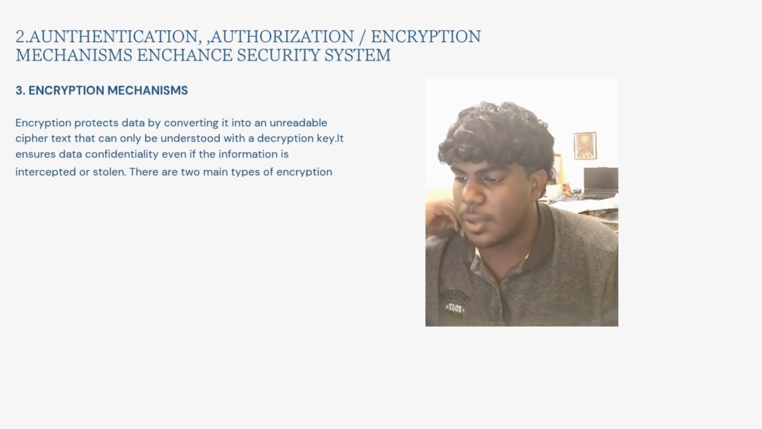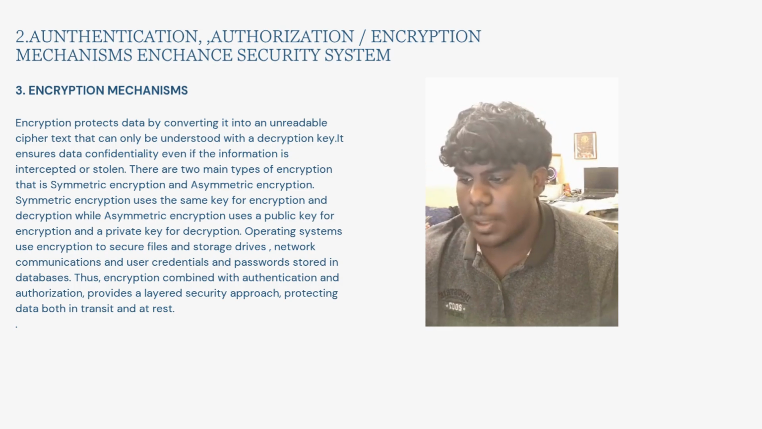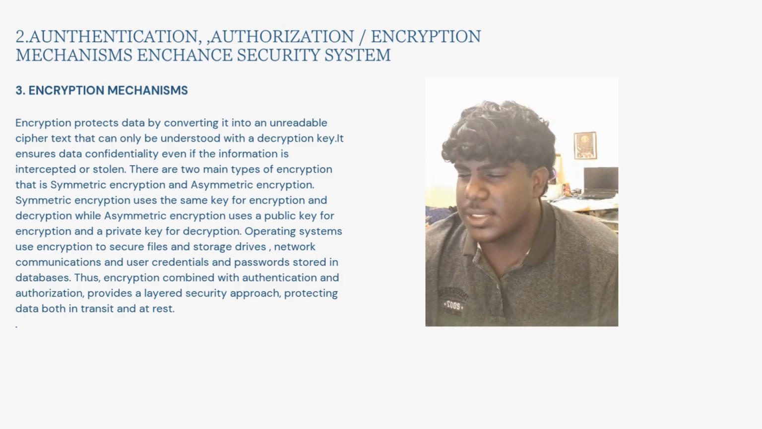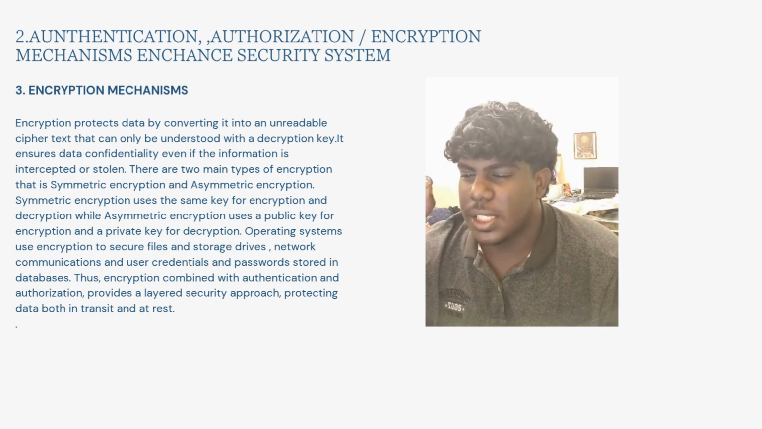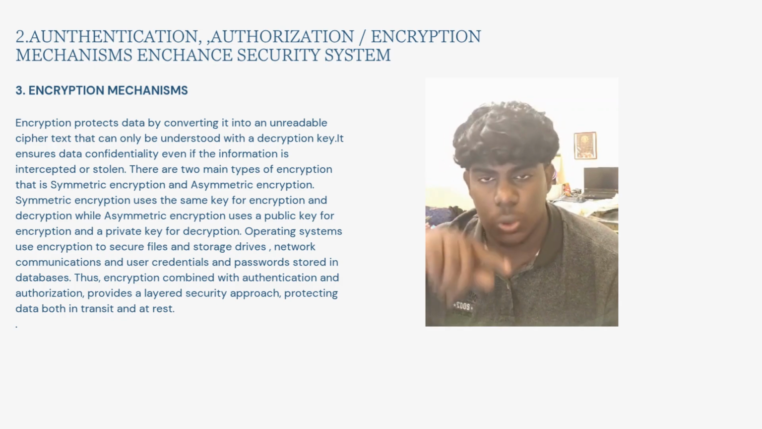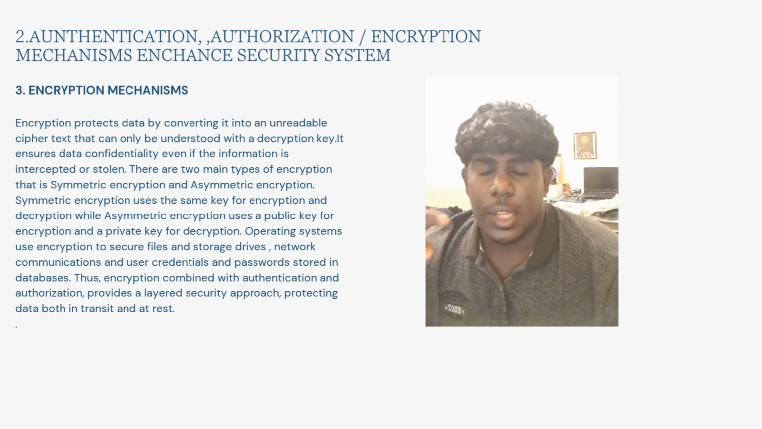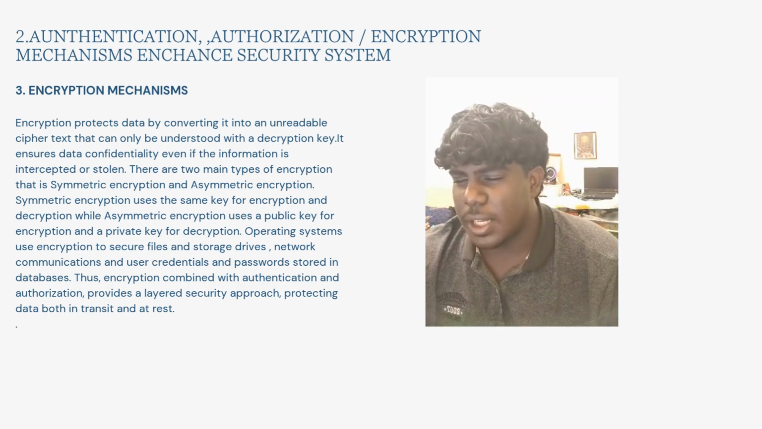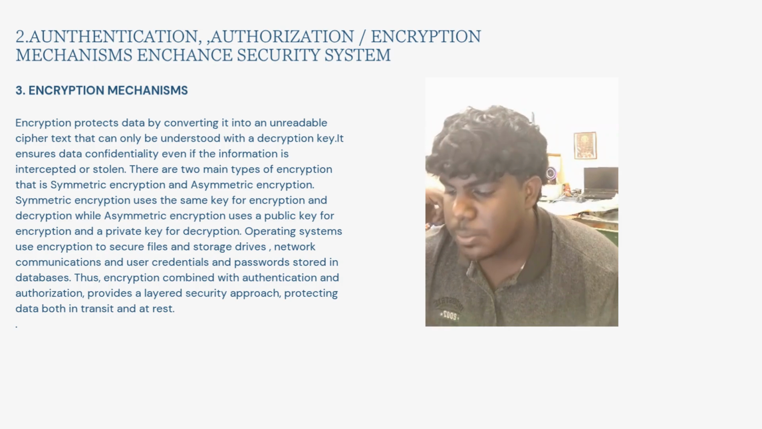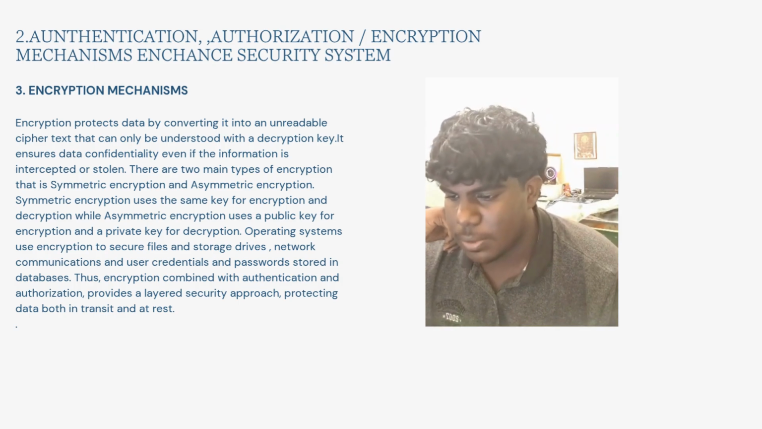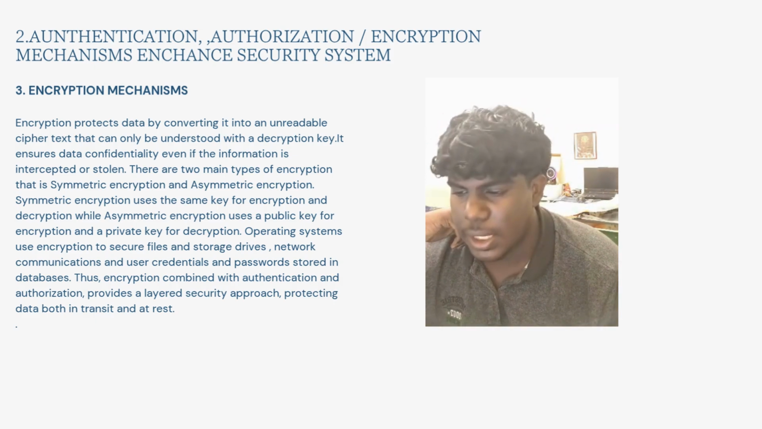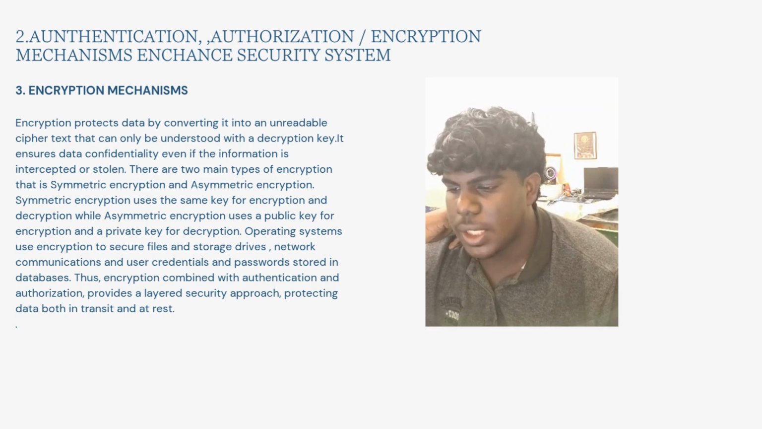Okay, next is the encryption mechanism. Encryption protects data by converting it into an unreadable text that can only be understood with a decryption key. It ensures data confidentiality even if the information is intercepted or stolen. There are two main types of encryption. One is symmetric encryption and the other is asymmetric encryption. Symmetric encryption uses the same key for encryption and decryption, while asymmetric encryption uses a public key for encryption and a private key for decryption.